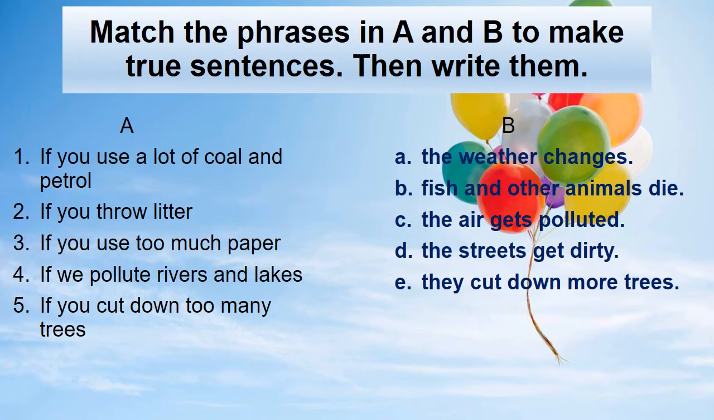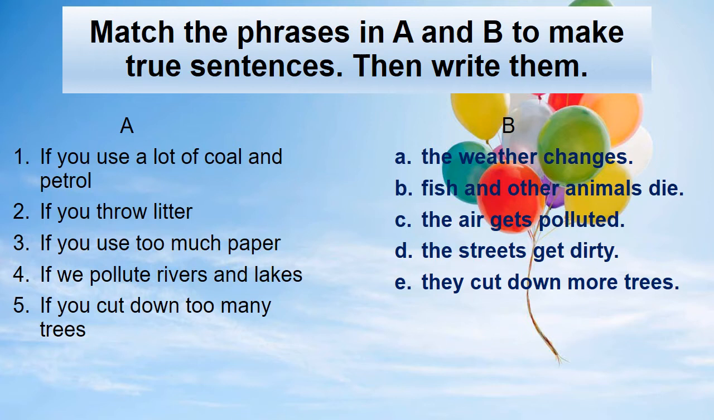Match the phrases in A and B to make true sentences. Then write them. Column A. 1. If you use a lot of coal and petrol. 2. If you throw litter. 3. If you use too much paper. 4. If we pollute rivers and lakes. 5. If you cut down too many trees. B column. A. The weather changes.